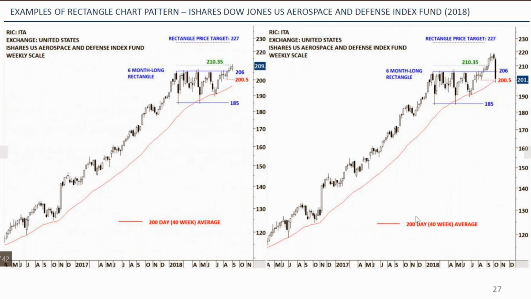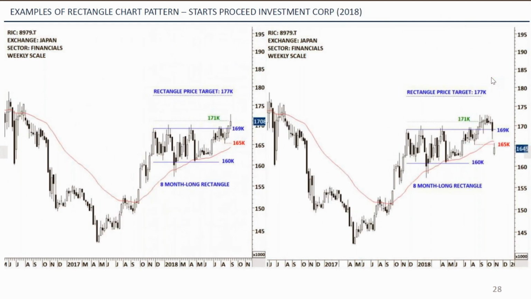Here is another example of a failed breakout in the second half of 2018. Again, it was a choppy market for global equities. So the breakout took place and it failed to reach its price target, immediately falling back below the chart pattern boundary. Here's another example of a rectangle bullish continuation that is failing in 2018, last quarter of 2018. The breakout takes place.